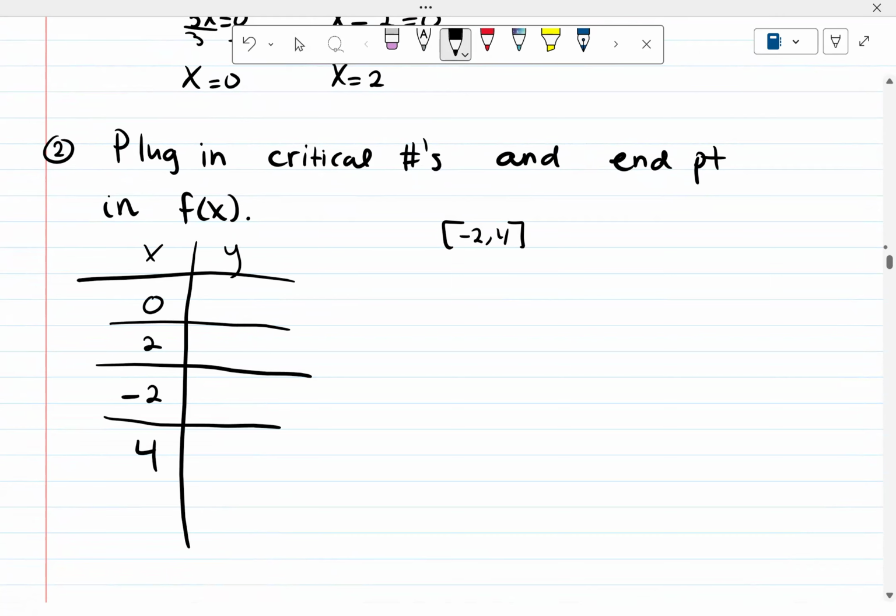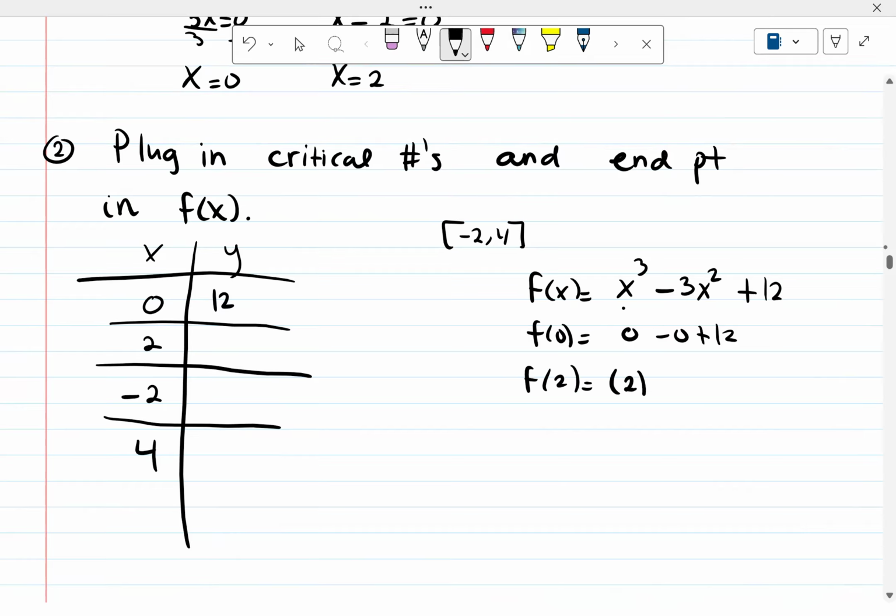So our function is f of x equals x cubed minus 3x squared plus 12, right? So let's plug it back in. Let's plug in our x values. So let's start with f of 0. 0 minus 0 plus 12, that's positive 12. When you plug in 2, you get 2 cubed minus 3 times 2 squared plus 12.